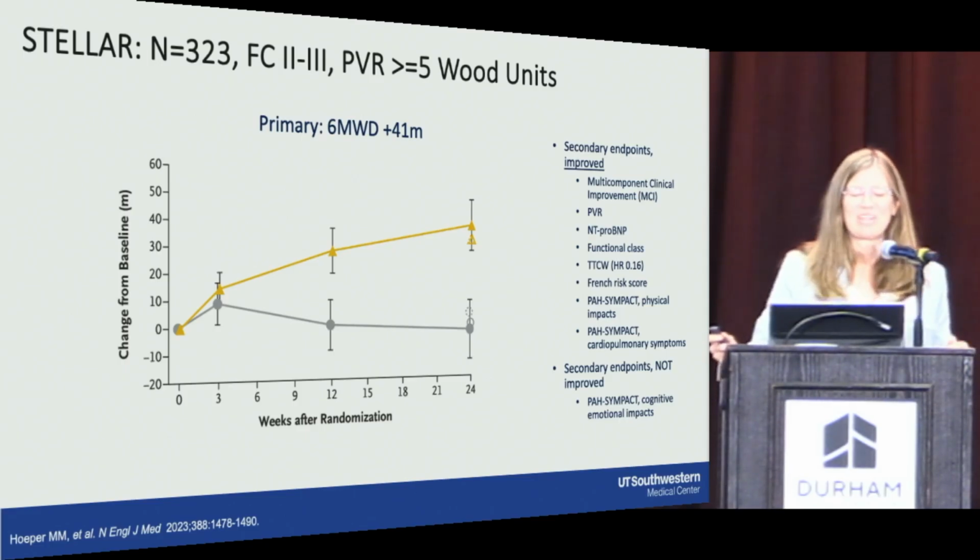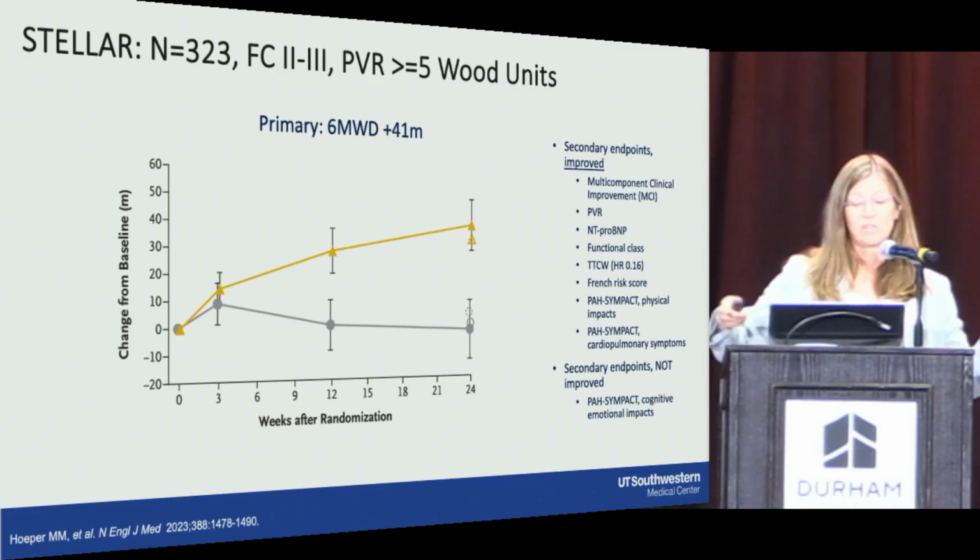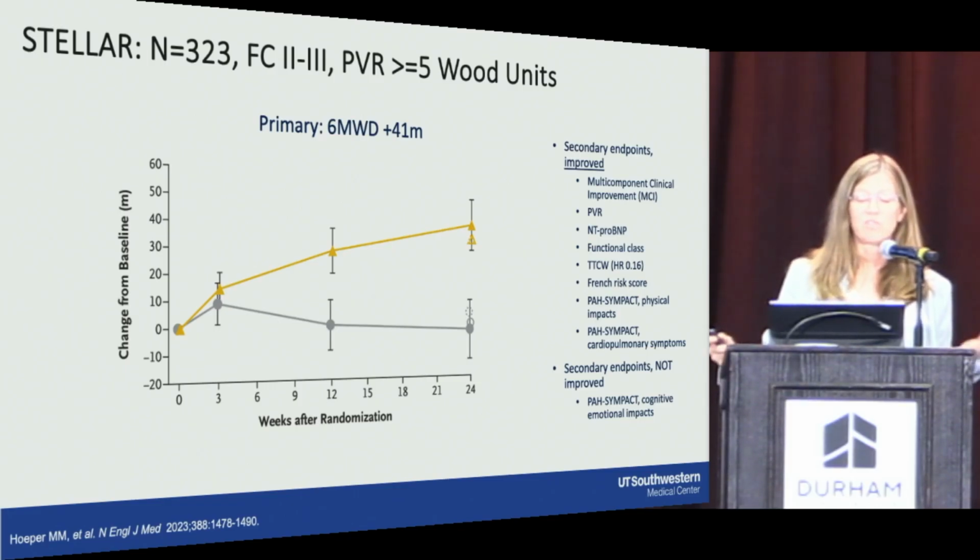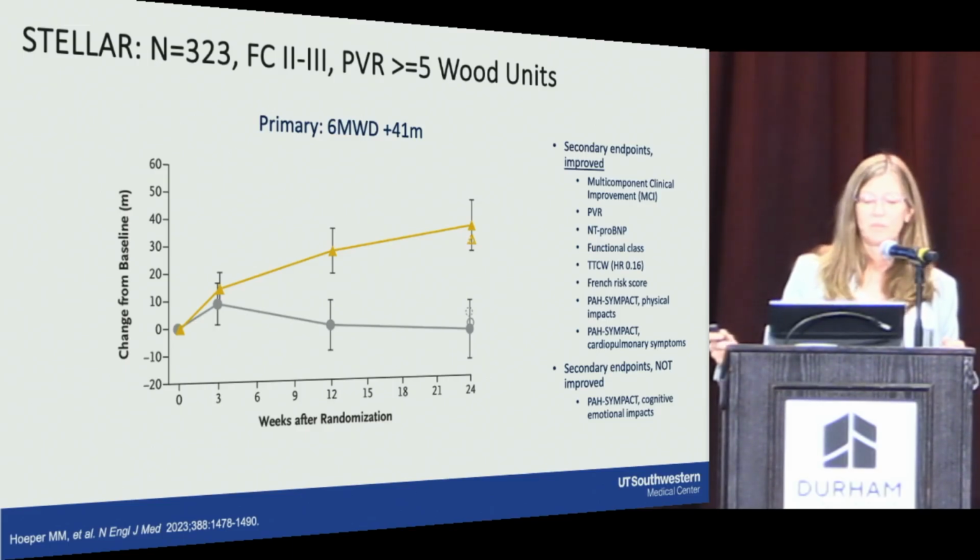So we see improvement in symptoms in PVR, NT-proBNP, function class, time to clinical worsening, even though it's a relatively short duration, French risk score, and then the PAH SYMPACT, which has 3 parts, 2 of 3 improved. And then you get to the final thing on their secondary endpoints, which was the cognitive emotional impacts, which did not improve, but everything else did.